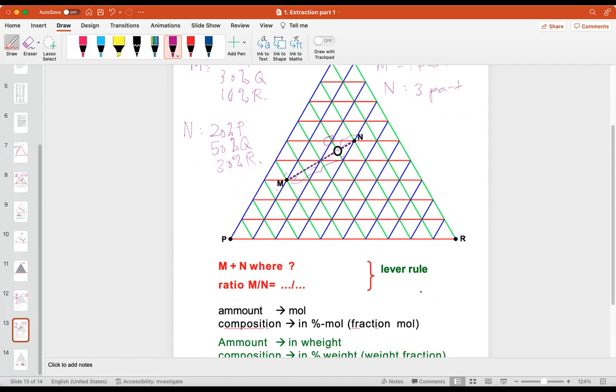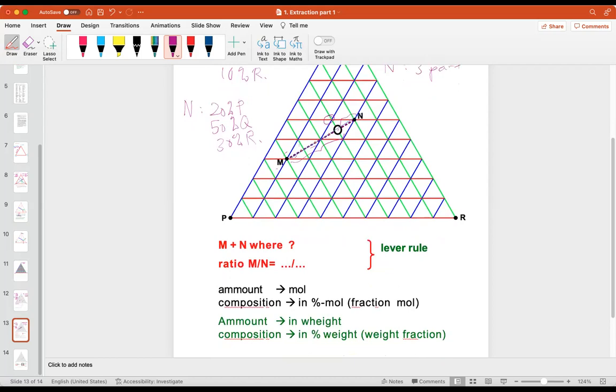So here, the amount of M and the ratio of N, again, you have to use the lever rule, the inverse rule, where if you see this point N, this is the amount of N, which is about 3 parts, and if this is the point M, this one is the 1 part.